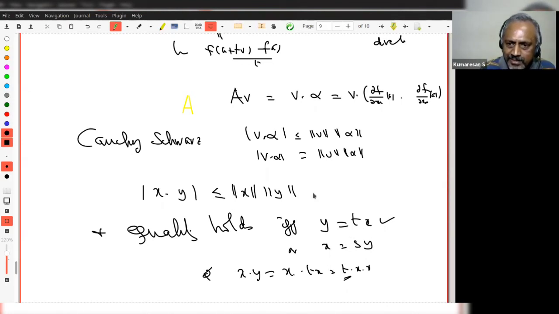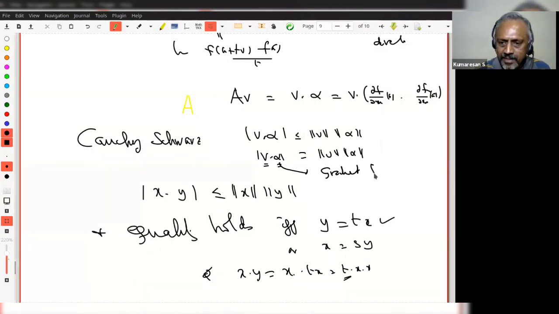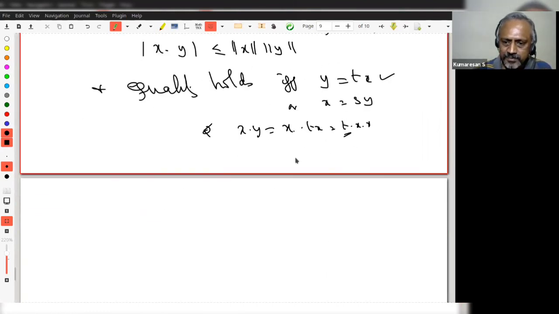You understand that? What does that mean? That means this v and alpha must be multiples of each other. One must be a multiple of the other. Right? But what is alpha? Alpha is the gradient of f at a. Therefore, the maximum rate of change takes place in the direction of the gradient. Okay? Take some time. If you have not seen these things, you will struggle a bit, but that's okay.